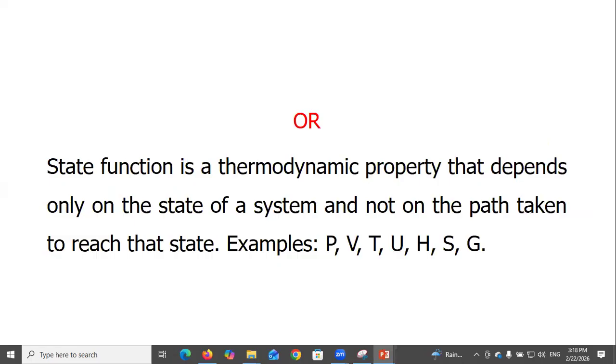A state function is a thermodynamic property that depends only on the state of a system and not on the path taken to reach the state. For example, pressure, volume, temperature, internal energy, entropy, Gibbs free energy.